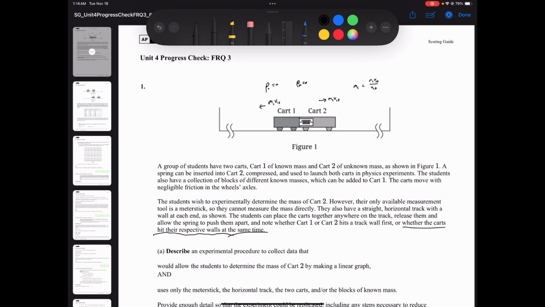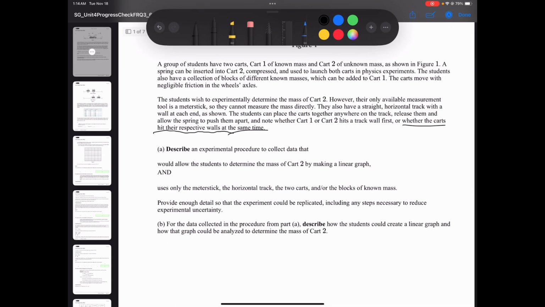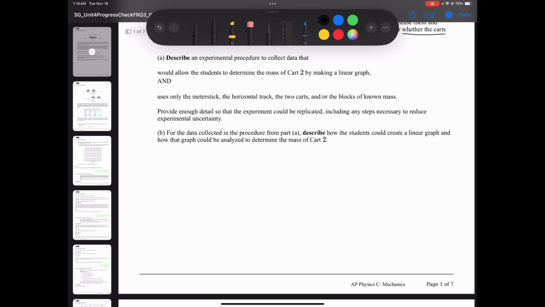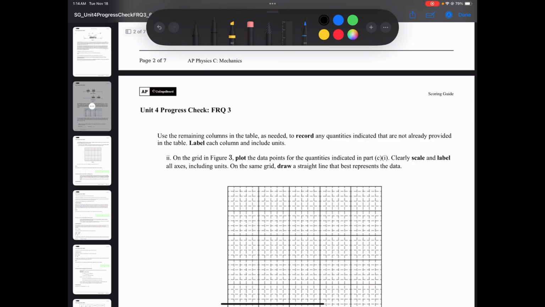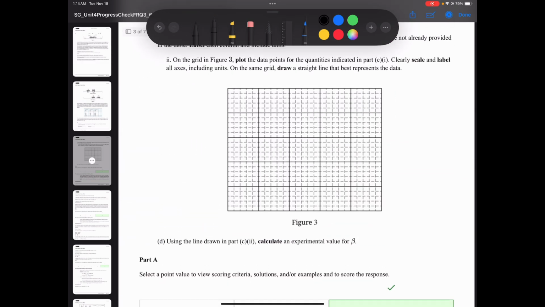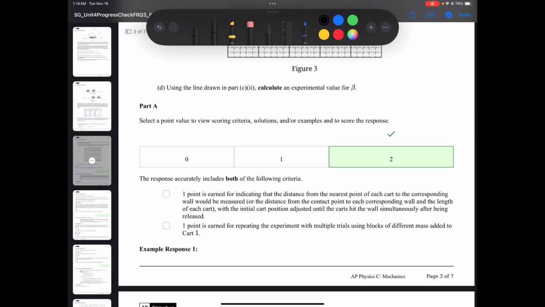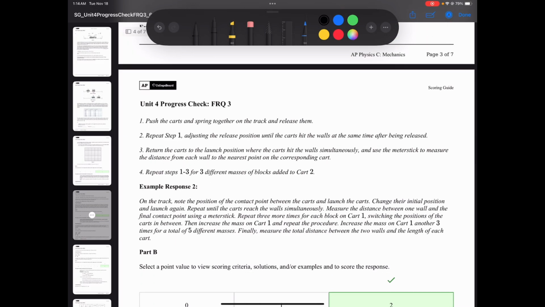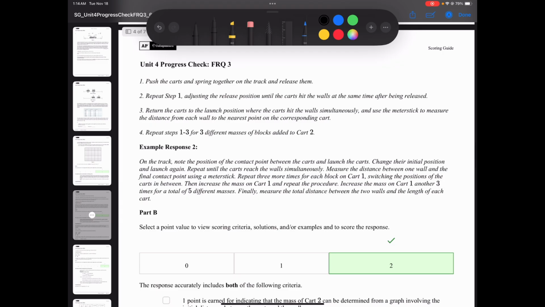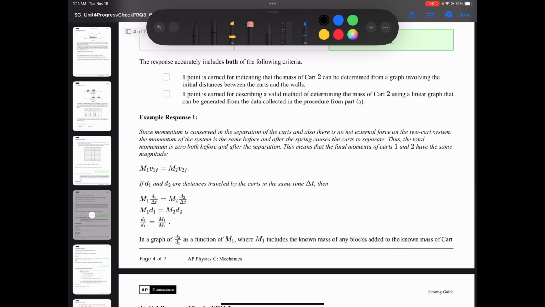But we can't measure the velocities. We only have a meter stick. We don't have a stopwatch. We don't have a motion sensor. We only got a meter stick. So this fact here, when the carts hit the wall at the same time, that's what you're going to use in order to figure this out. And basically, for the interest of, because this one has a graph, I'm not going to be drawing a graph. I'm keeping the video short. But we practiced this before, and I'll highlight the important details.